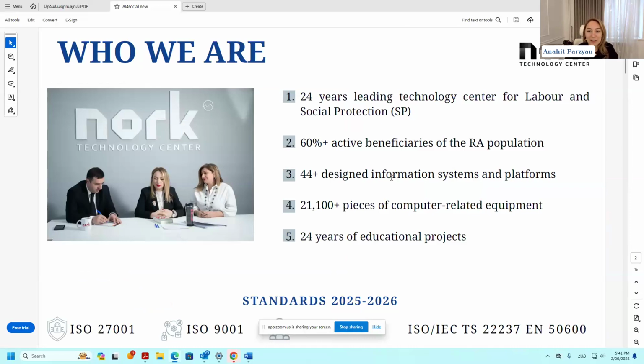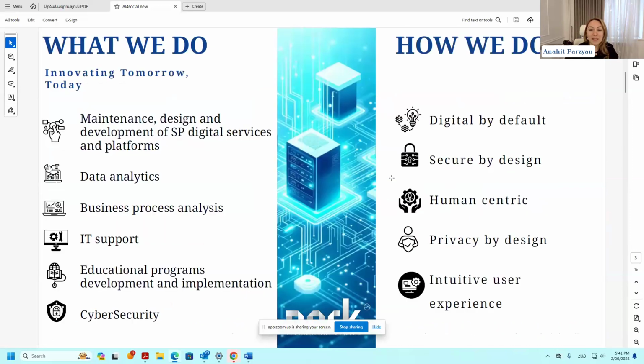We have 24 years of experience, and we have very many different platforms. And what we decided to do is, within our platforms and within our new services, we decided that labor and social protection has a huge amount of data, and we have a huge amount of different types of databases.